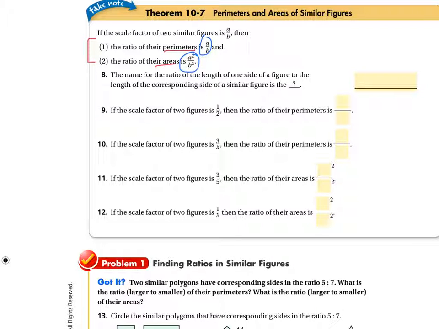And so question 8 says the name for the ratio of the length of one side of a figure to the length of the corresponding side of a figure is the, I kind of just said it, is the what? What's this ratio here called? From similar figures, if we take the side length of one and put it over the side length of the other, it's the image over the pre-image. Say it again. There you go, scale factor.